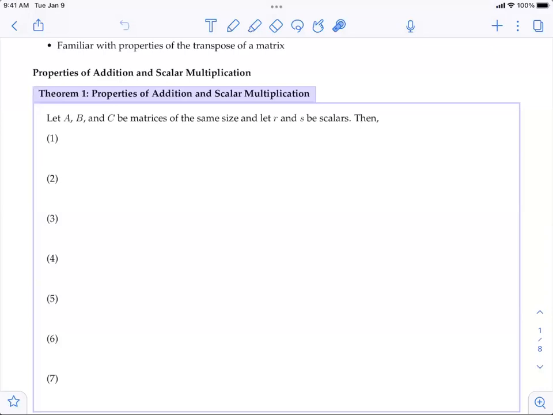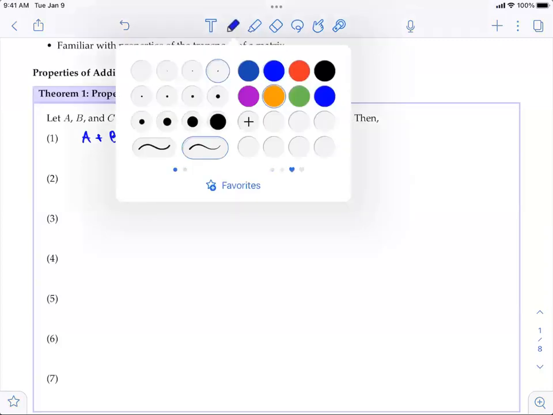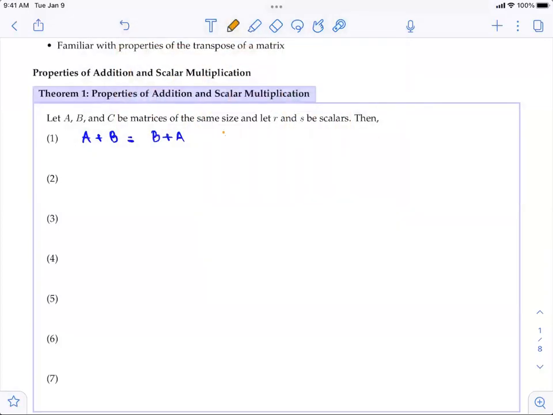Okay. So the first property is that we already saw this property in the last lecture, that the sum is commutative, or that A plus B is equal to B plus A. This property is called commutative by addition.